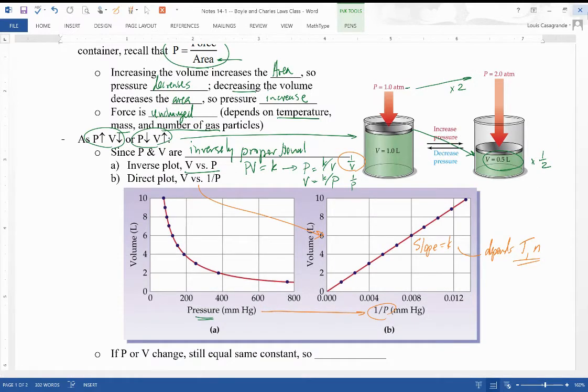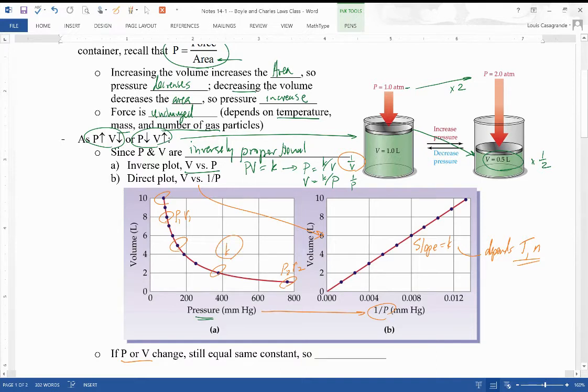Now, at any point along these lines, since the slope is constant on the right, that means that volume and 1 over pressure are related to each other. But at any point along this curve, I can pick any 2 points and call this one P1 and V1. I can call this one P2 and V2. So if the pressure and volume change, the K is still going to be constant anywhere along there.